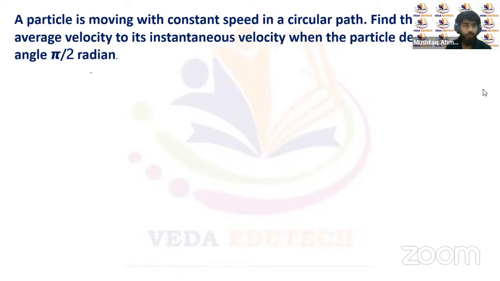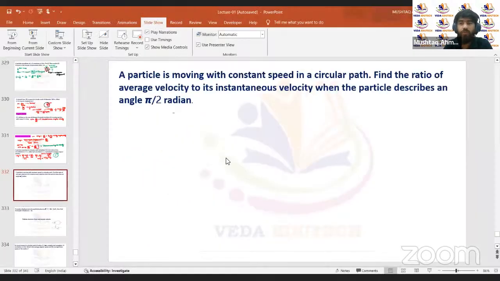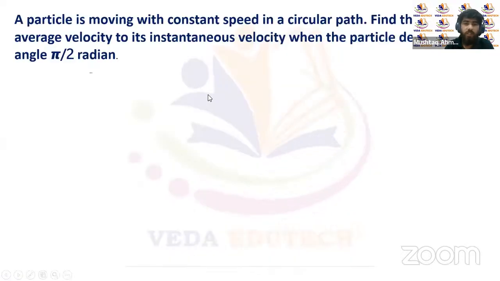So let's look at this question. A particle is moving with constant speed in a circular path. Find the ratio of average velocity to its instantaneous velocity when the particle describes an angle of pi by 2 radians. The question is like this.